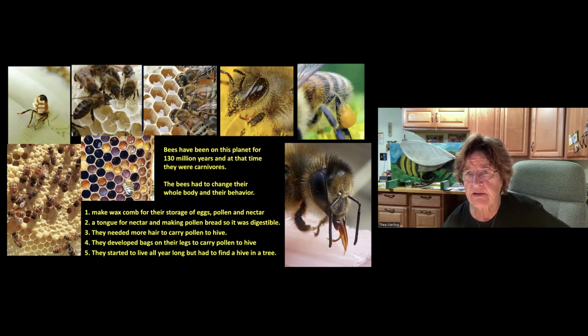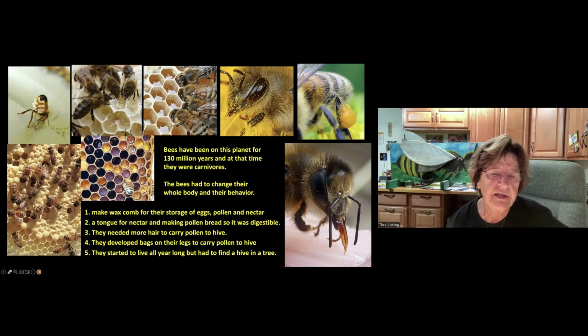Look how hairy this bee is. And here you can see the pollen bag on the worker bee. The other thing that they had to evolve or change to is a tongue that could suck up the nectar. So it's really an incredible way that the bee has changed over these millions of years.